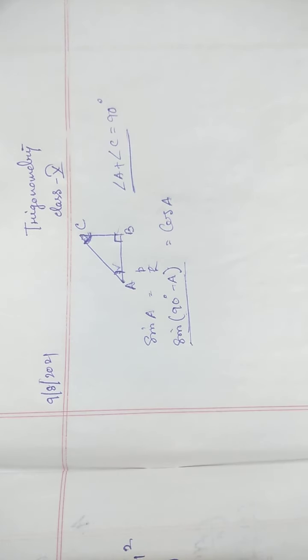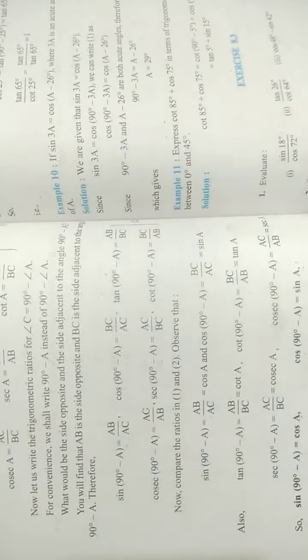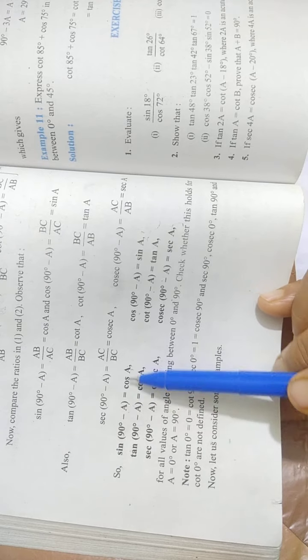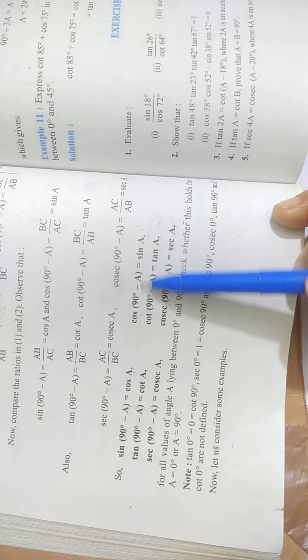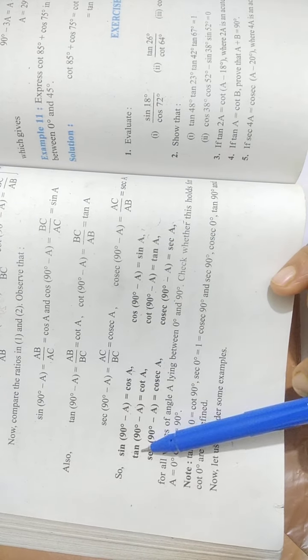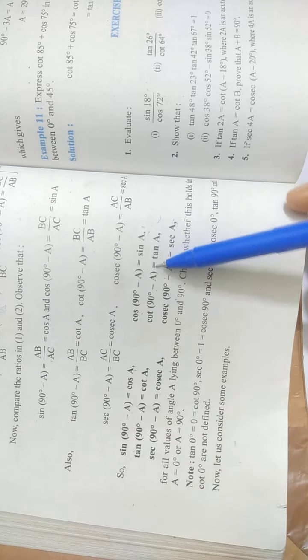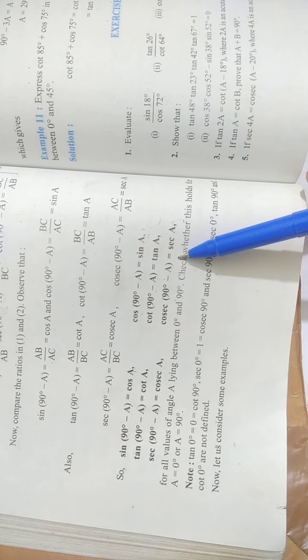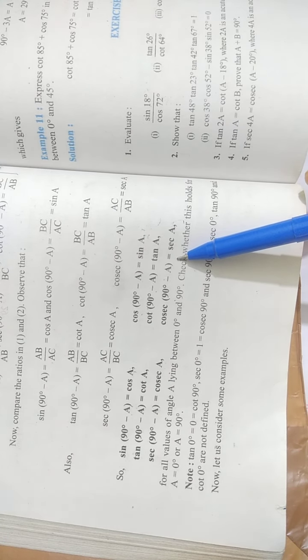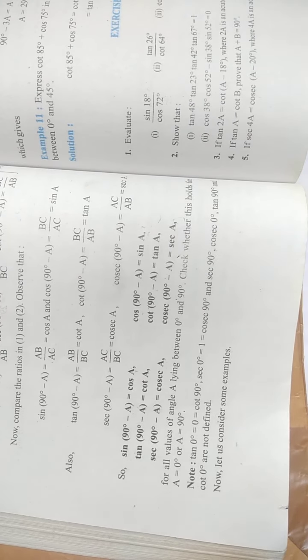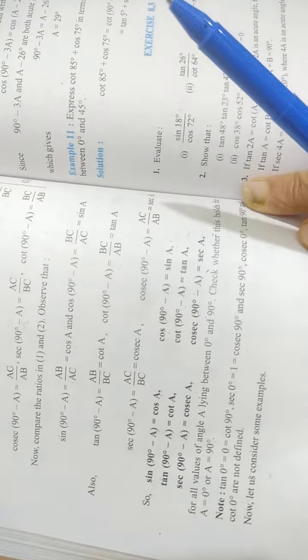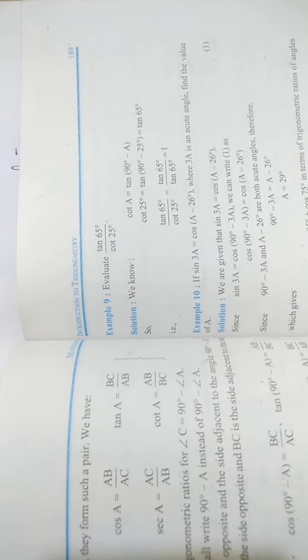This is a formula. You get some formulas from complementary angles, and the formulas are these: sine 90 minus A is cos A, cos 90 minus A is sine A. Like that, there are 6 formulas. Now, how can you use these formulas? Say this one.